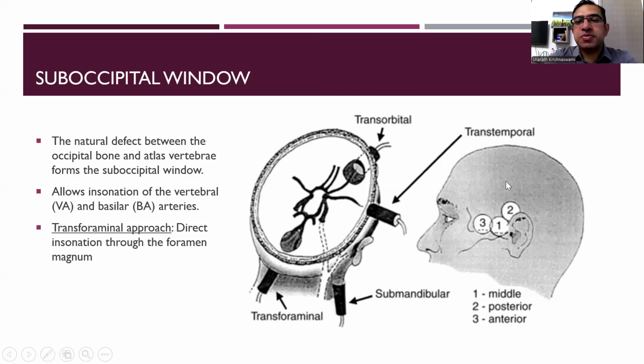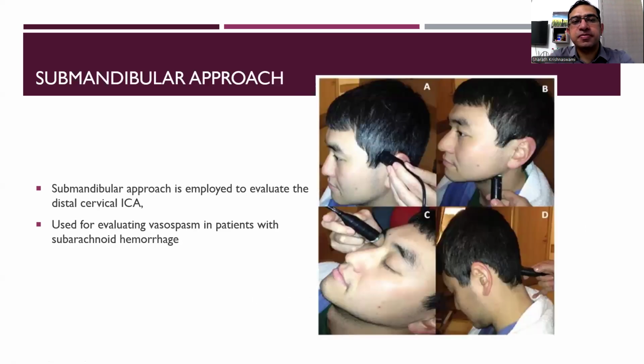When it comes to transtemporal insonation, there are 3 points of contact where you can insonate the middle cerebral artery: the middle, just in front of the tragus; the posterior, just above it; and the anterior, just anterior to it. There is another insonation technique, which is the submandibular approach. This is used to evaluate the distal cervical internal carotid artery, and is used for evaluating vasospasm in patients with subarachnoid hemorrhage.